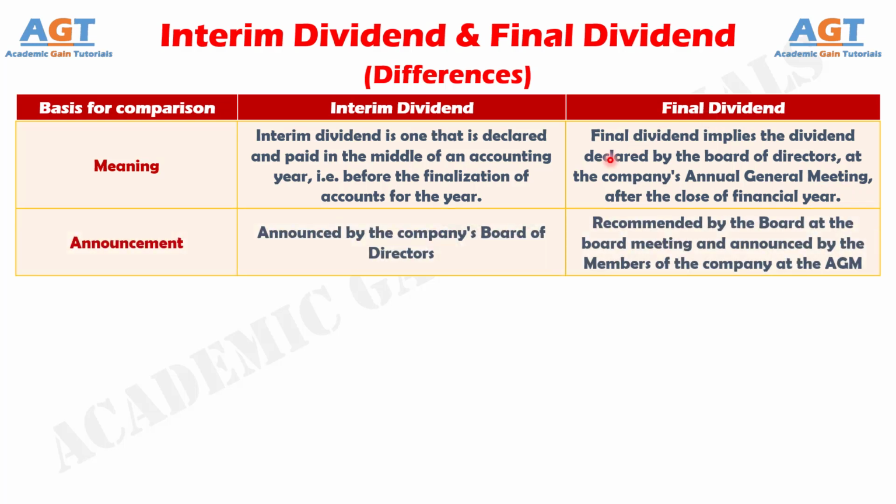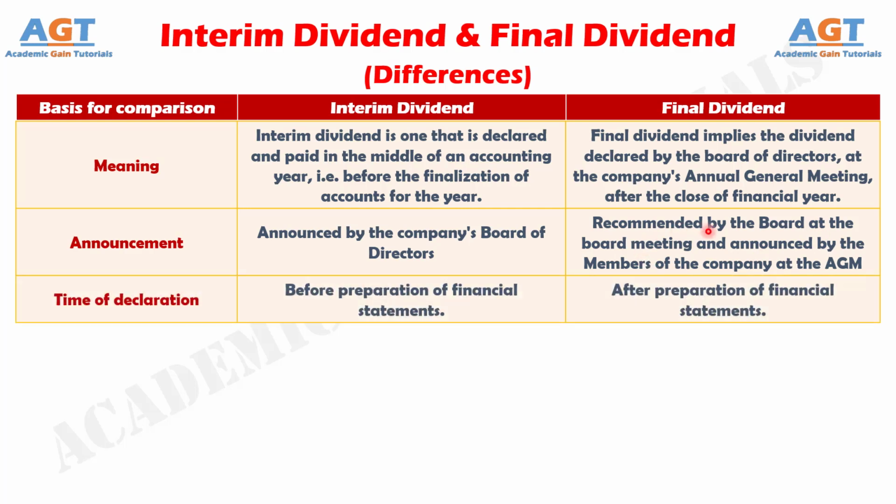Number 2. The interim dividend is declared by the board of directors, in any financial year, during the period from the end of the financial year to the holding of the annual general meeting. Conversely, the final dividend is recommended by the board of directors and announced by the members at the annual general meeting, where it is voted on and approved, after ascertainment of profit.